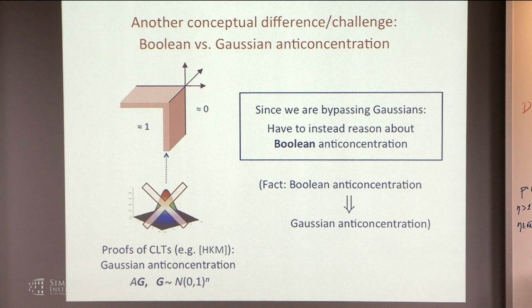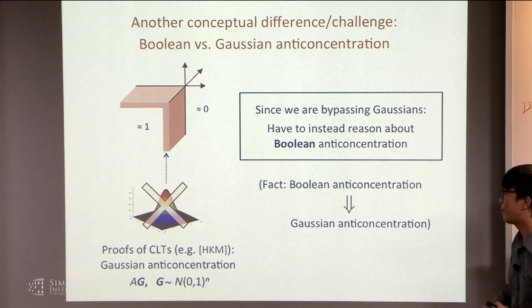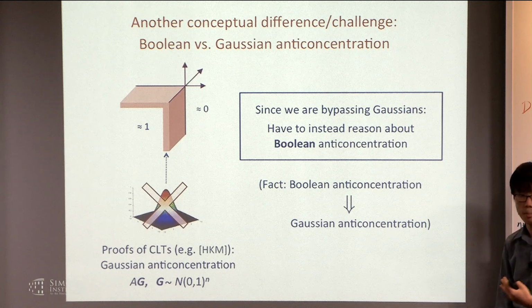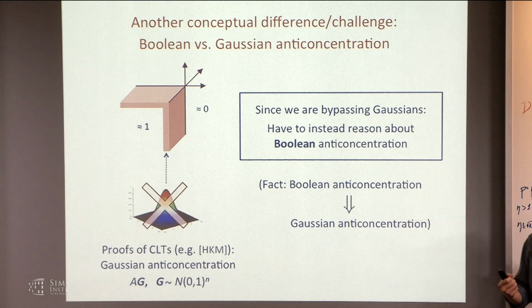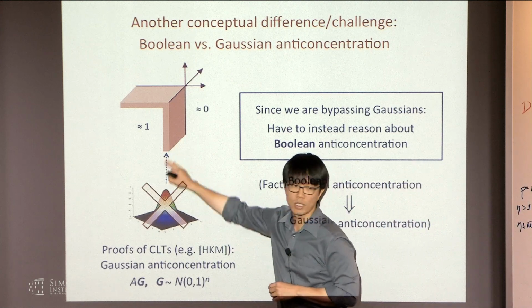For us, since we're bypassing the Gaussians, we cannot use Gaussian anticoncentration. We have to prove Boolean anticoncentration, which is formally at least a harder task. In a formal sense, Boolean anticoncentration implies Gaussian anticoncentration, roughly speaking, because every Gaussian is just the sum of many Boolean bits. So let me just tell you what we need. We have to show that AX, where X is uniform random, doesn't put too much mass on the orthant boundary.